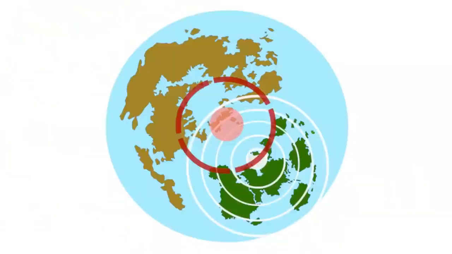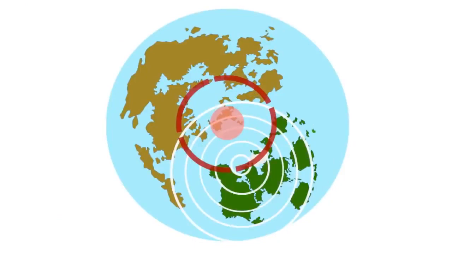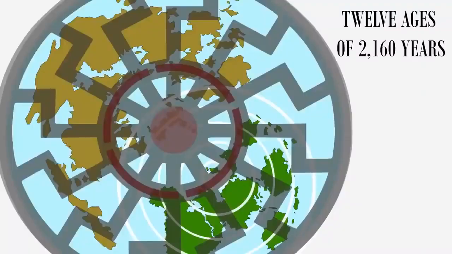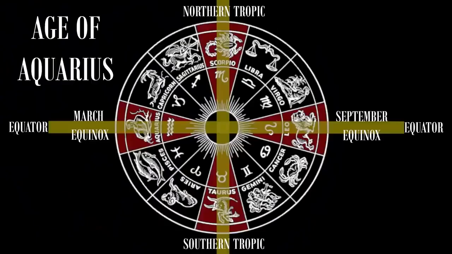landmass. But this magnetic North Pole circles the inner vortex and completes a full revolution every 25,920 years, or what is referred to as a great year. Each great year consists of 12 precessional or astronomical ages of 2,160 years each. We are on the cusp of entering the age of Aquarius, and this is why our magnetic North Pole is en route to Siberia.